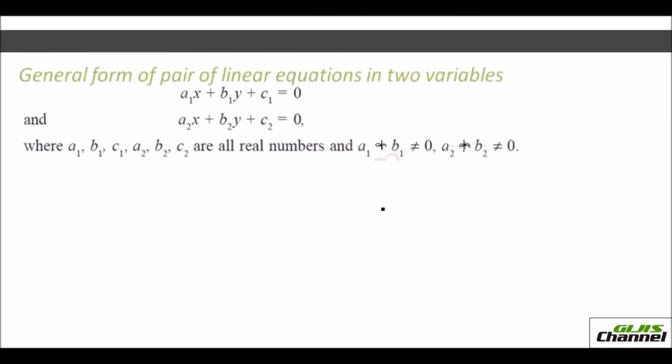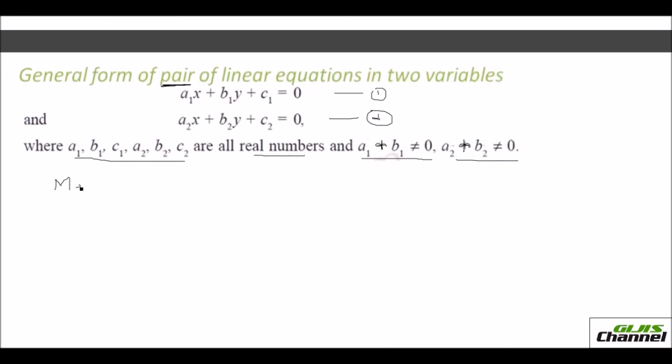So here again I'll tell you the general form of a pair of linear equations in two variables. I said you will have a pair, right? So here I've taken equation 1 and equation 2. To make the difference, I've written a1x plus b1y plus c1 equals 0, and a2x plus b2y plus c2 equals 0. And as we said, the coefficients and the constants are all real numbers, and the coefficients can never be equal to 0.